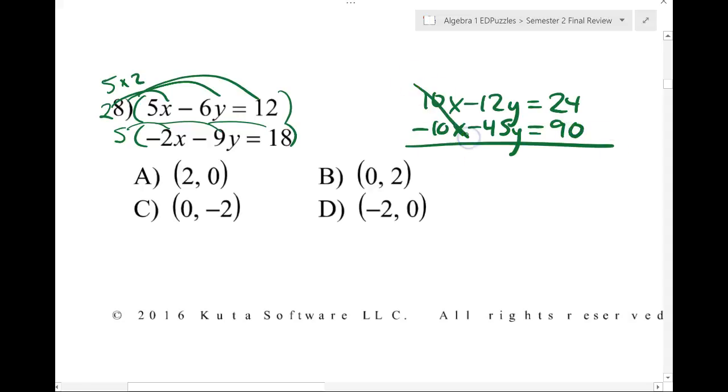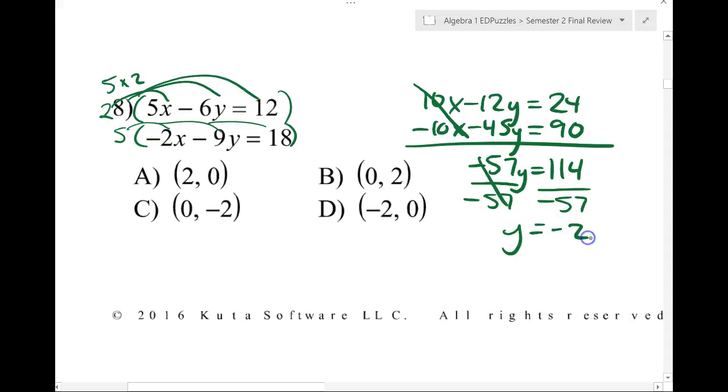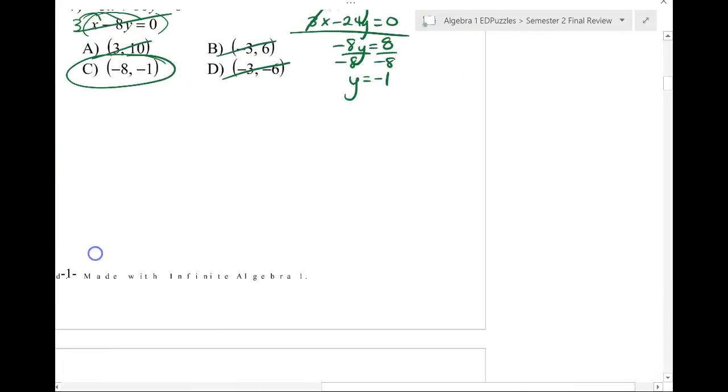Again, eliminate the opposite variables. Negative 12 plus negative 45, or the same thing as 12 minus 45, is negative 57y. And then 24 plus 90 is 114. Then divide both sides by negative 57, and we get y equals negative 2. So before we go looking for x, let's see if we can eliminate. A does not have negative 2 for y, neither does B or D, so we know it's C.